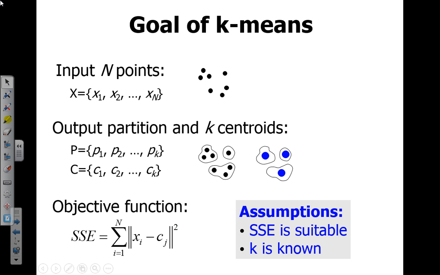Now, in this presentation, we don't question the suitability of this SSE cost function. We just assume that it is sensible for the data. And second, we assume that K is known.